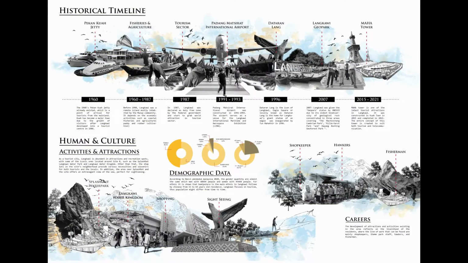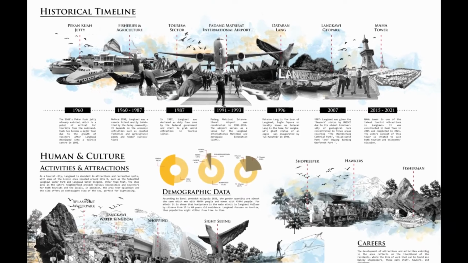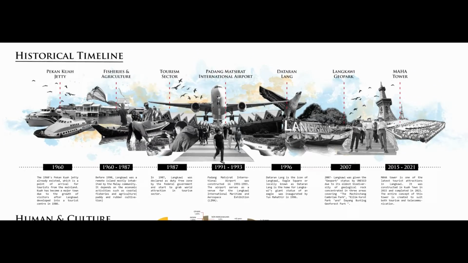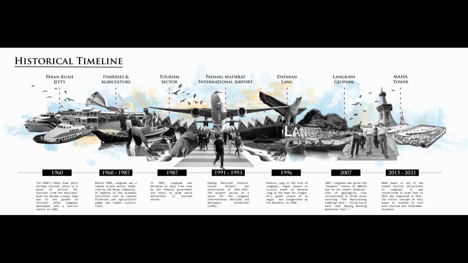Next, we are focusing on history, timeline and background. In 1916, Pekan Kuah Jetty already existed and it became the main point for tourists to arrive. Kuah has become a major town for Langkawi after the increase in the number of visitors. In 1960 until 1987, before reaching 1990, Langkawi was not inhabited by the Malay community. Mostly people there depended on economic activities such as agriculture and coastal fisheries. In 1987, Langkawi became a tourist attraction after being declared by the government as a duty-free zone.